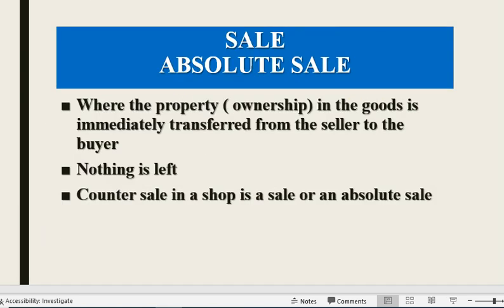In an absolute sale, the property in the goods is immediately transferred from the seller to the buyer, so nothing is left to be done on the part of the seller, and we say the sale has taken place. A counter sale in a shop is an absolute sale. Like when we go to DMart and pick up things from the shelf, offer them to the counter boy, he makes an invoice, we pay the money and get the goods. This is an example of an absolute sale, where the property in the goods is immediately transferred to the buyer.